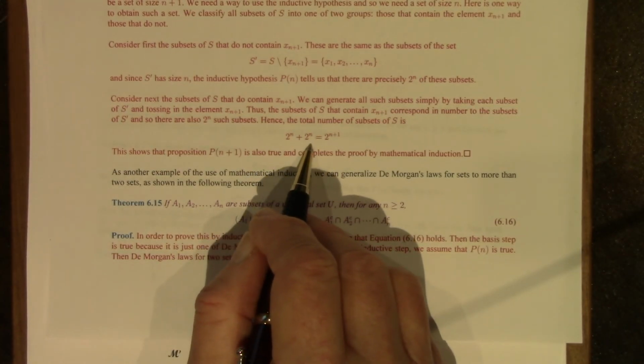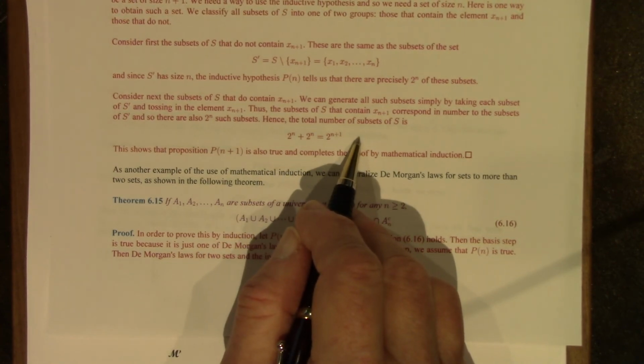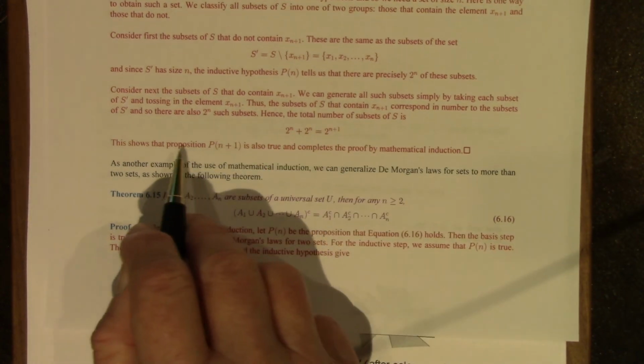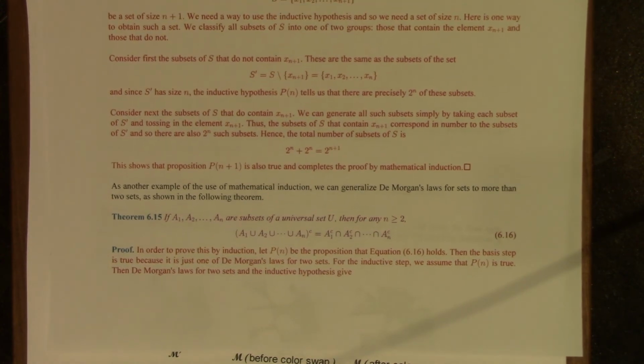And so that's another 2^n. So the total number of subsets of S is 2^n plus 2^n, which is 2^(n+1). That's what we wanted to show. And so P(n+1) is true, and therefore the proof by induction is complete.